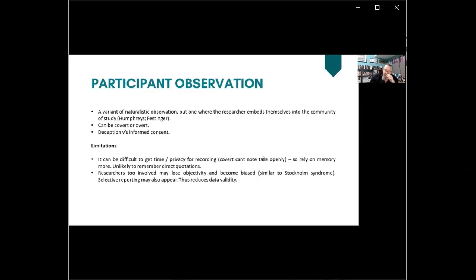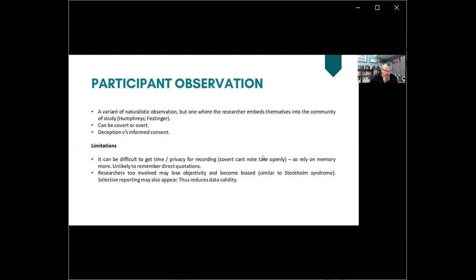The limitation here is we remember certain things, but they may not have been what we would have necessarily written down. We're also unlikely to remember direct quotations of things that were said or exact sequences of how something occurred, which means that the data isn't quite as rich for us.